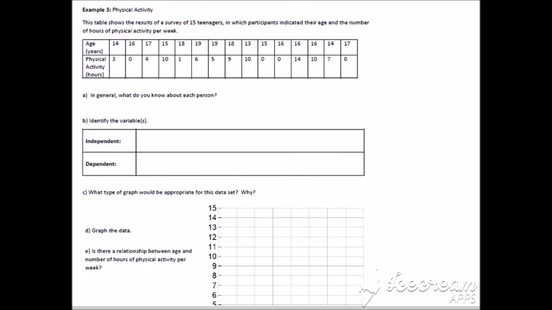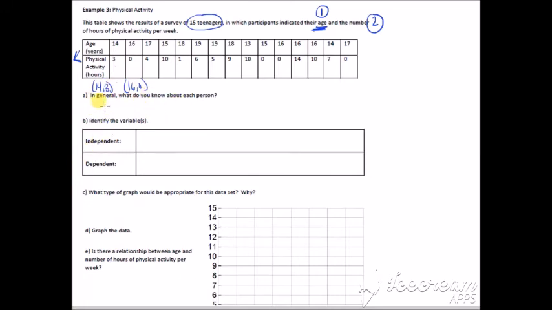Okay, example 3. This table shows the results of a survey of 15 teenagers in which participants indicated their age, so 2 things, their age and the number of physical activities that they performed each week. Okay, so we have these, and if you think about these, they're ordered pairs. So this one would be 14, 3. Okay, this one would be 16, 0, and so on.